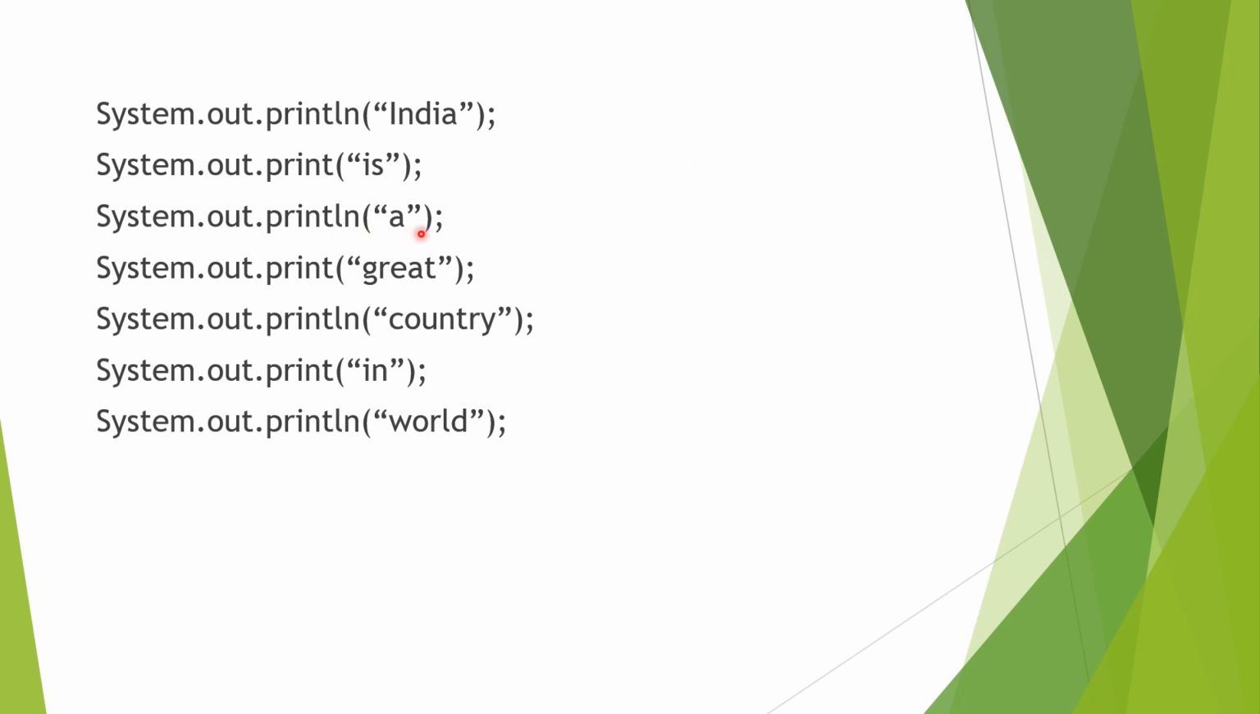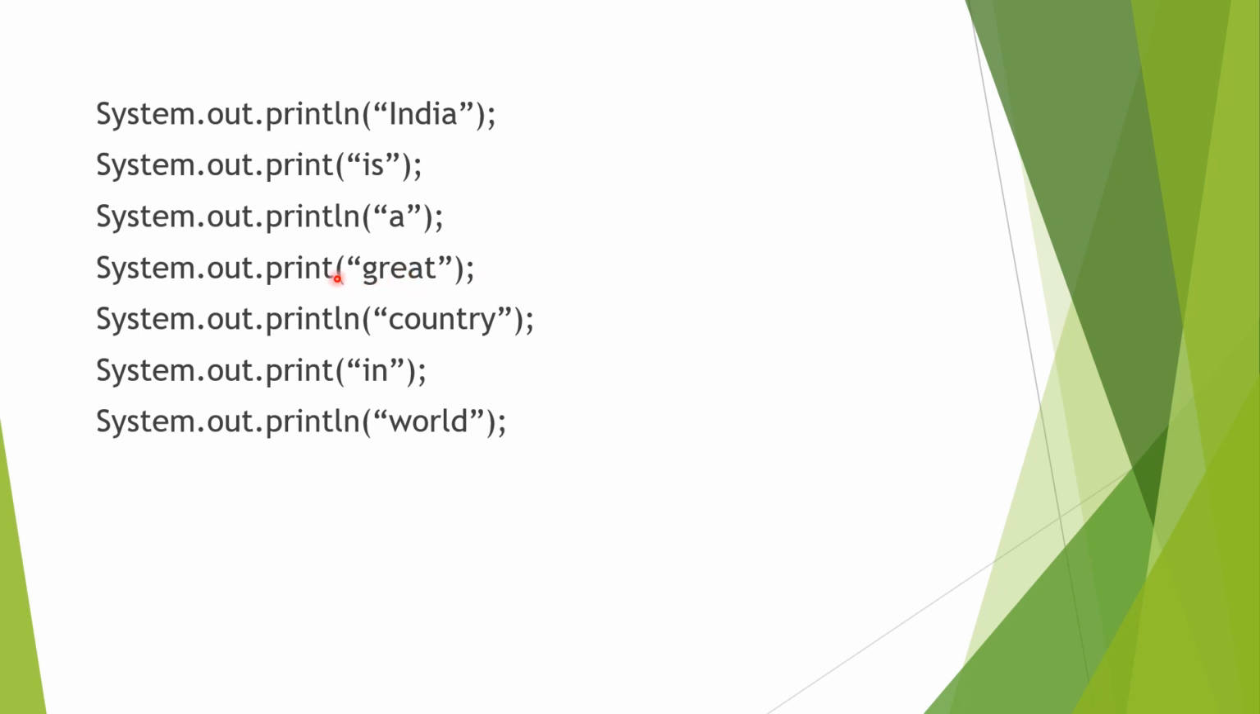Next line, system.out.println a. So a will be printed just next to is because here the cursor will remain on the same line. But after displaying a, because of this ln, cursor will come to the next line. Then what will be printed?